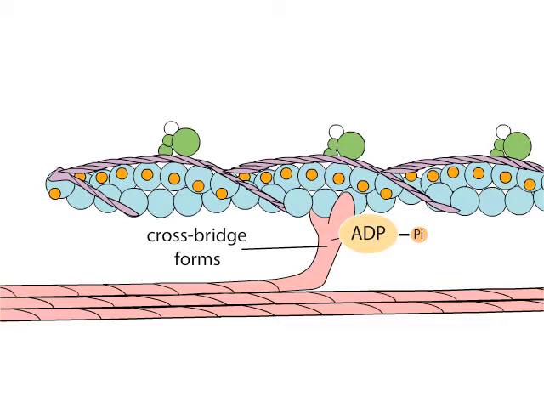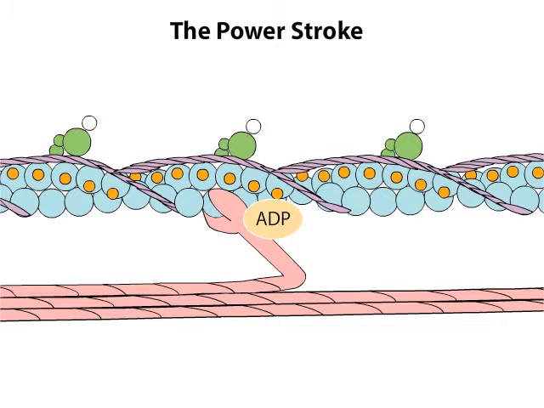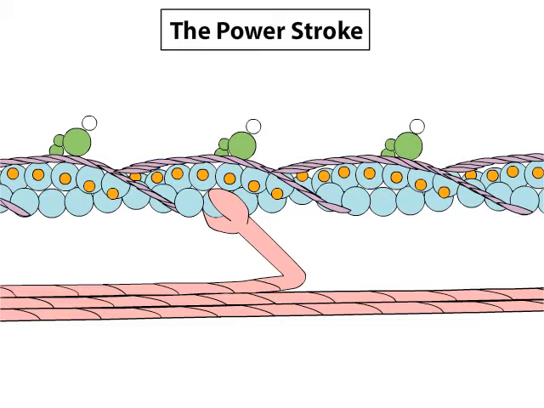After myosin binds to the actin filaments, inorganic phosphate is released. The release triggers the myosin heads to pivot, forcing the actin and myosin filaments to slide past each other, and ADP is released. This movement represents the power stroke of muscle contraction.